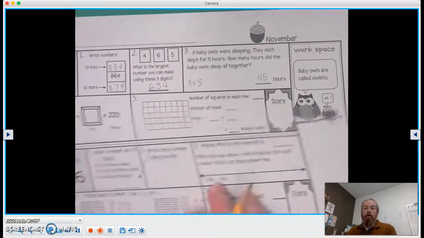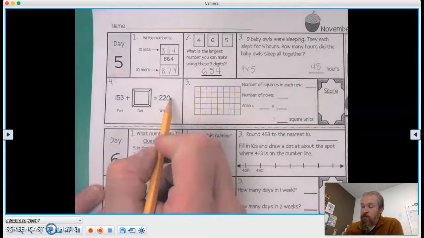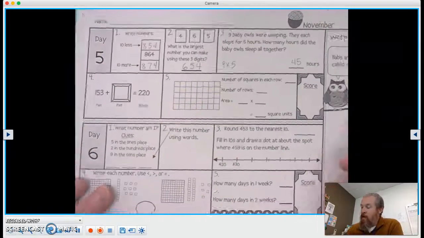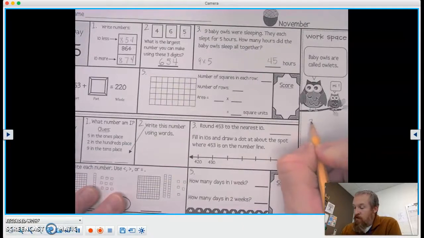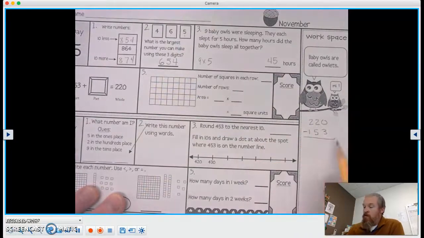All right, here we go. We have a part whole, except we're missing a part. So we're going to do 220. To figure out what number goes there, we have to subtract that number. So we're going to take 220. We're going to subtract 153. So there's more on the floor.